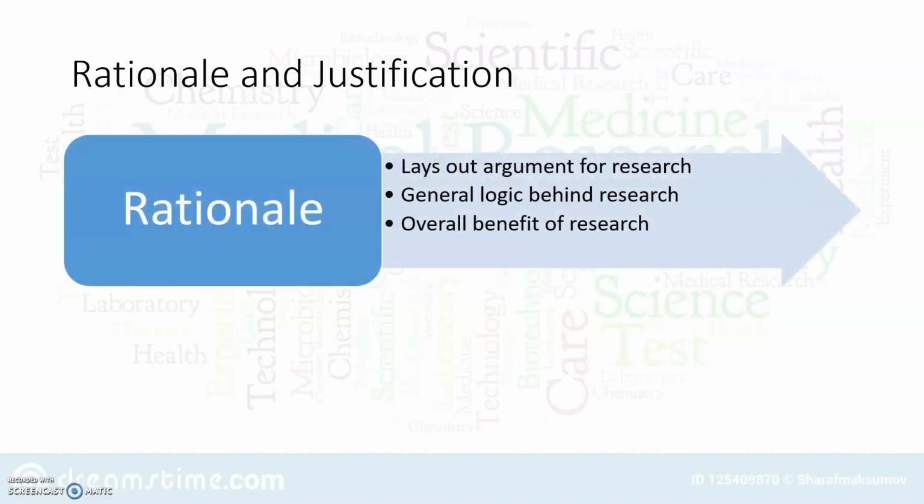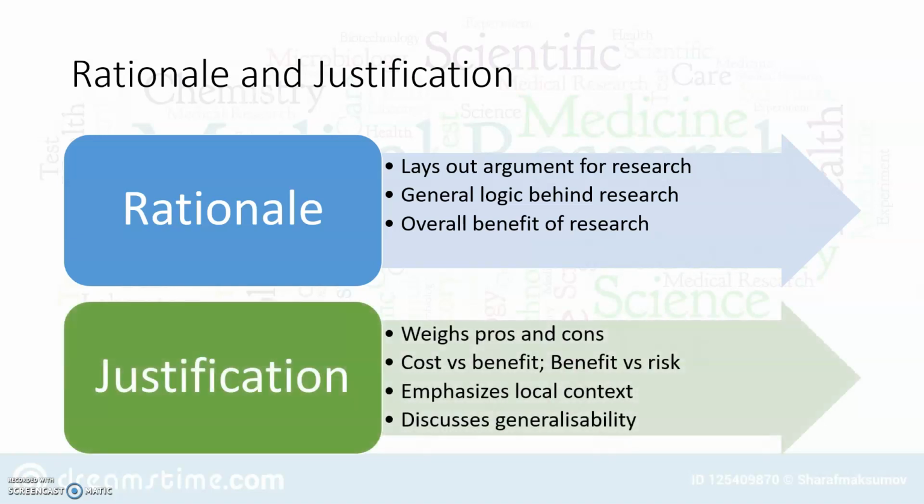When we talk about rationale, we're talking about that part of the introduction that lays out the argument for doing this research and the general logic behind the research itself and the overall benefit of the research. The justification is a little bit more specific. This provides a more specific argument about why we need to do this research and why the risks outweigh the benefits. So we're looking at the pros and cons of doing the research, the cost versus benefit or the benefit versus risk.